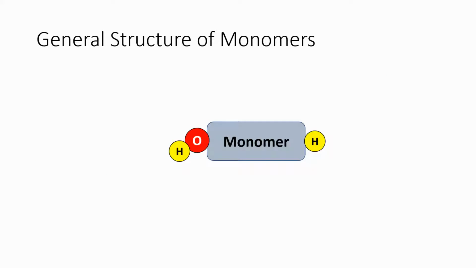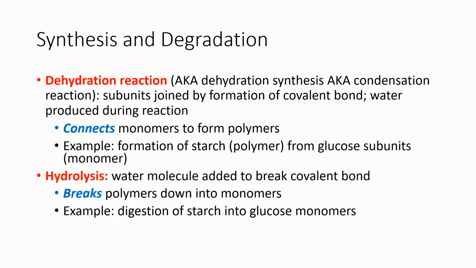So a lot of monomers are going to have an OH or some sort of oxygen group, maybe a carbonyl or a carboxyl group, and then they're going to have a hydrogen on the other end. And this is important for when we talk about how these molecules bond to each other.